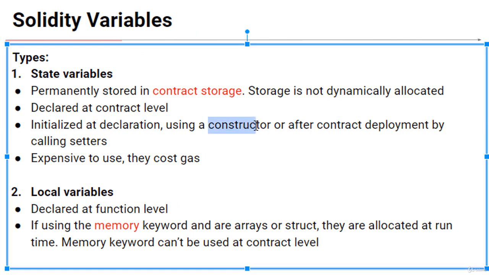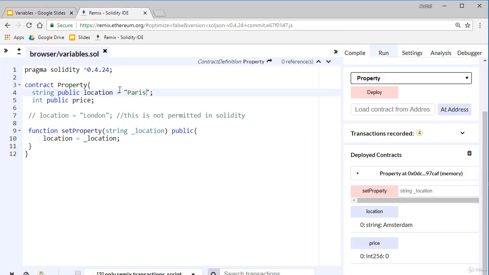We'll have another lecture about constructors, so we'll discuss more then. They are expensive to be used. They cost gas. Okay, what does it mean? It means that this variable will be saved on the Ethereum blockchain. If we save this variable on the Ethereum blockchain, we must pay for it. Yeah? So this variable costs gas. This variable also costs gas. So all storage variables cost gas because they are saved on the Ethereum blockchain.